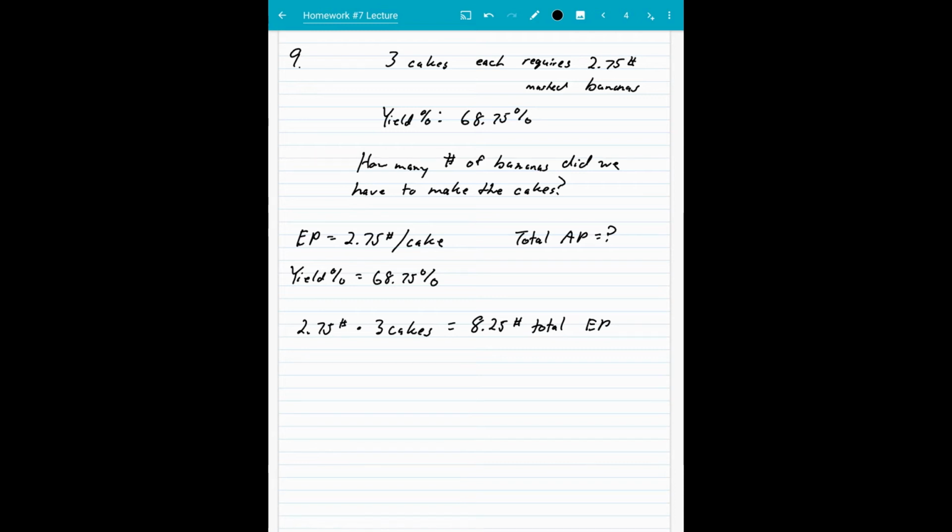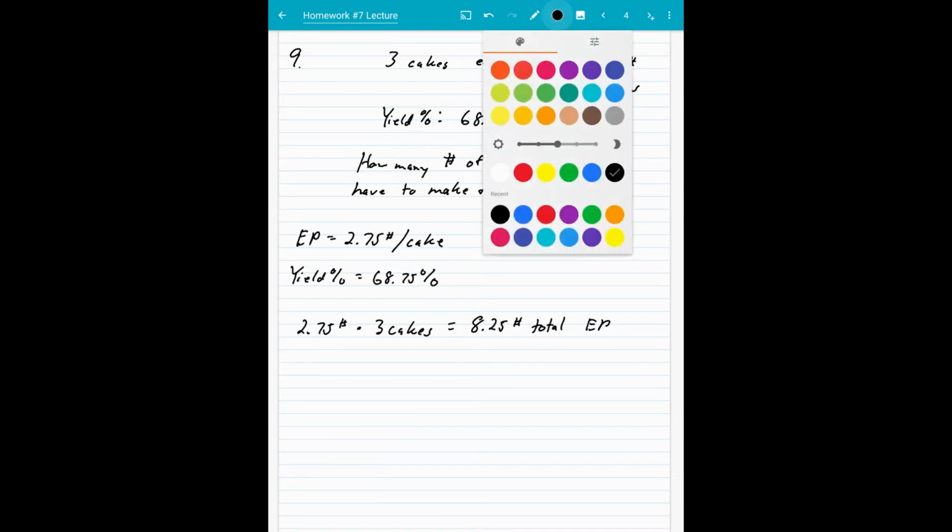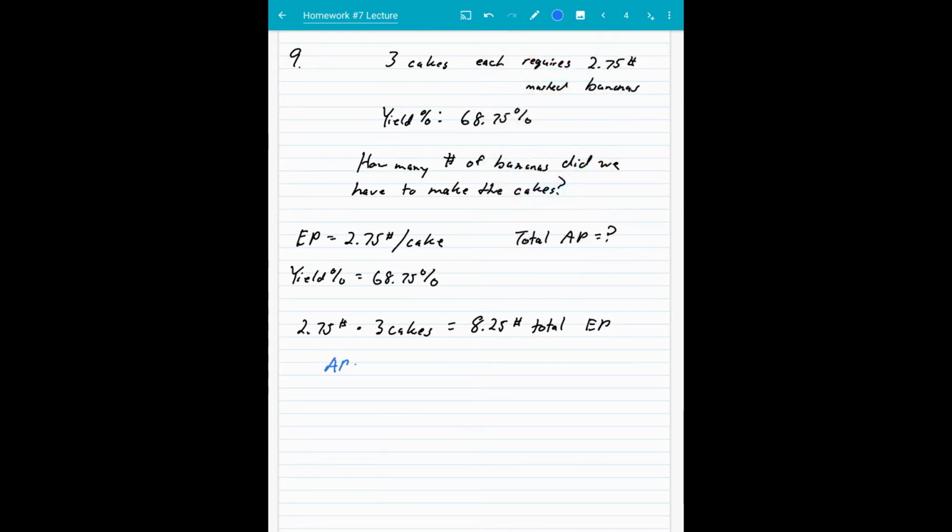Now, whenever we're trying to find EP, we always multiply our AP by our yield. Remember, we always say AP times yield percentage equals EP. So we can plug in what we have. We don't have our AP currently, so we can call it X times our yield percentage, which is 0.6875, and our EP total is 8.25. In order to solve for X, we have to divide by 0.6875.